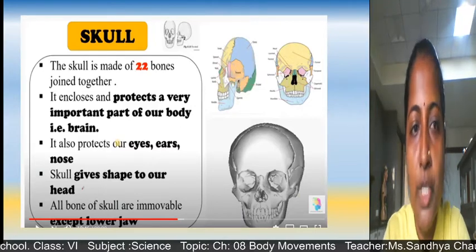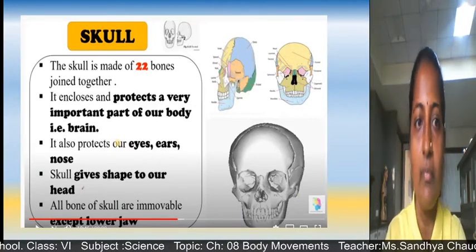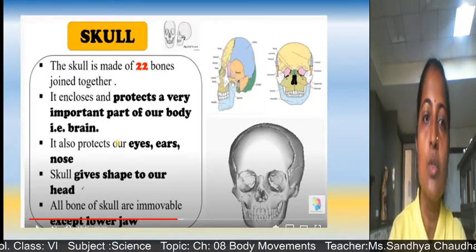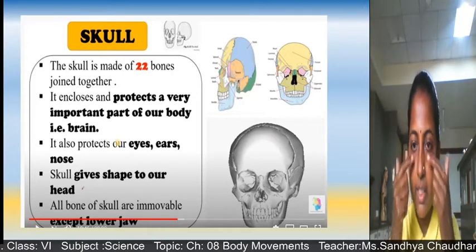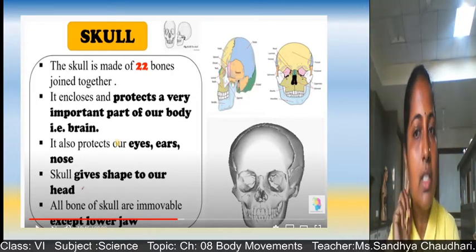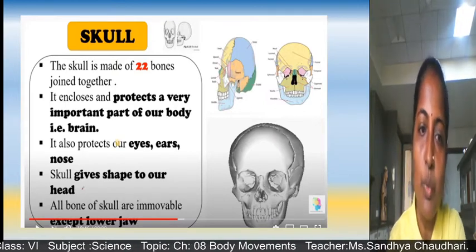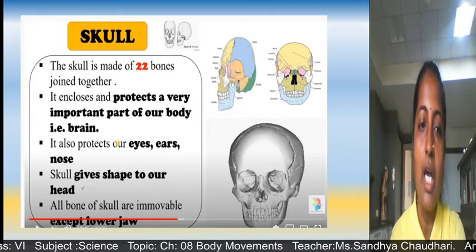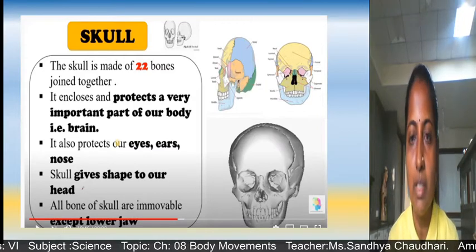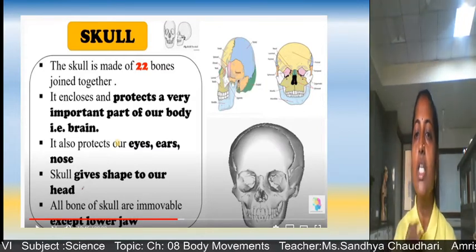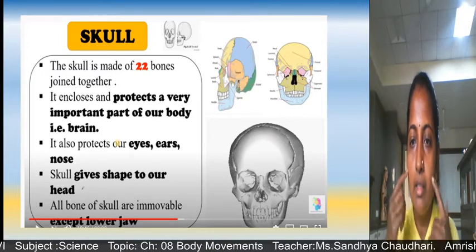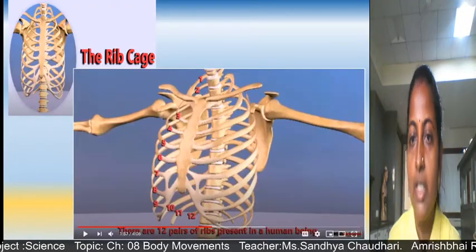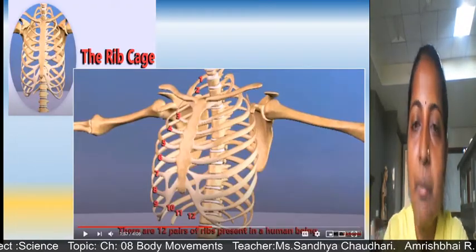The skull is made of 22 bones joined together. It encloses and protects a very important part of body, that is brain. And it also protects our eyes. Inside the socket our eyes are there, then ears, then nose, so it protects that. Skull gives the shape also to our head, and all bones of skull are immovable except lower jaw. Yesterday, in the previous video, we have seen, children, that only lower jaw is movable, and the other total part is immovable.